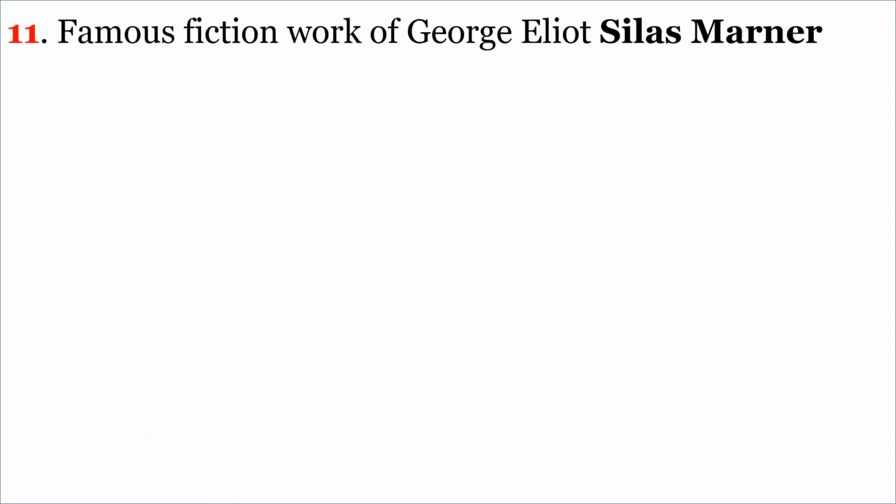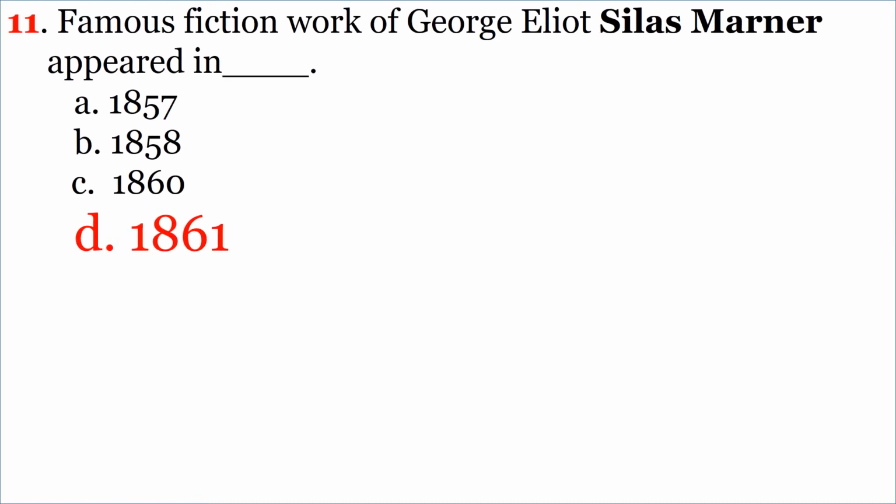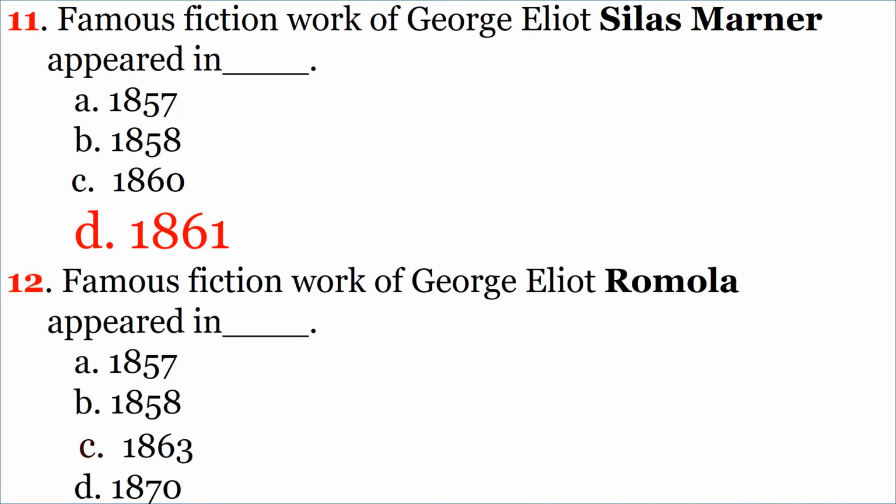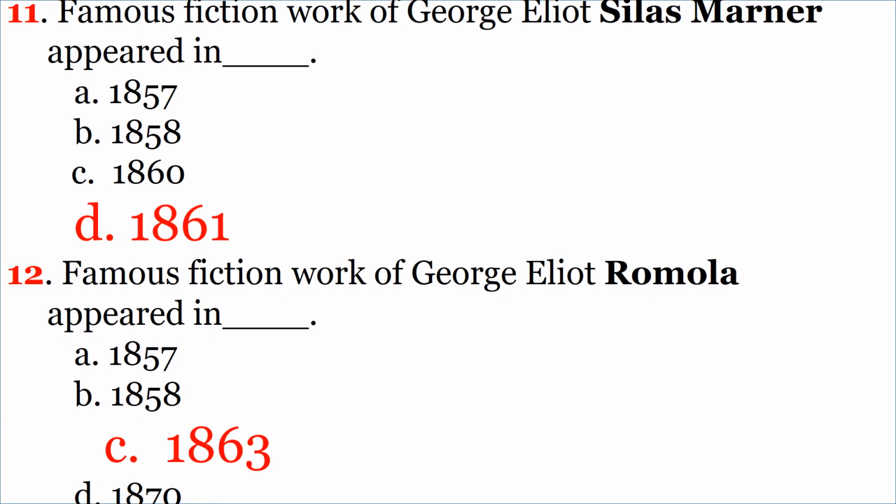Famous fiction work of George Eliot, Silas Marner, appeared in. The correct option is D. 1861. Another very important question. Famous fiction work of George Eliot, Romola, appeared in. The correct option is C. 1863.